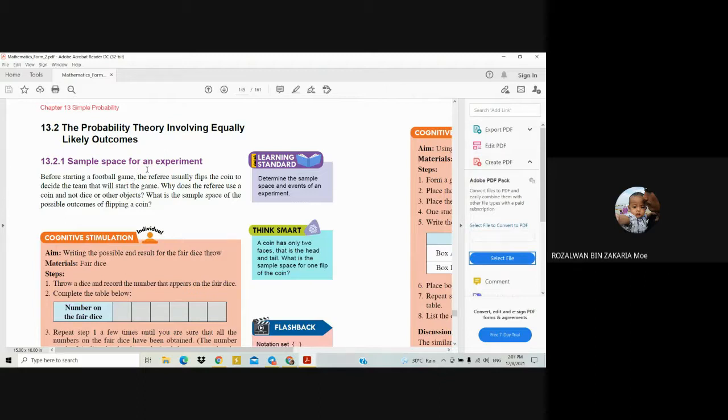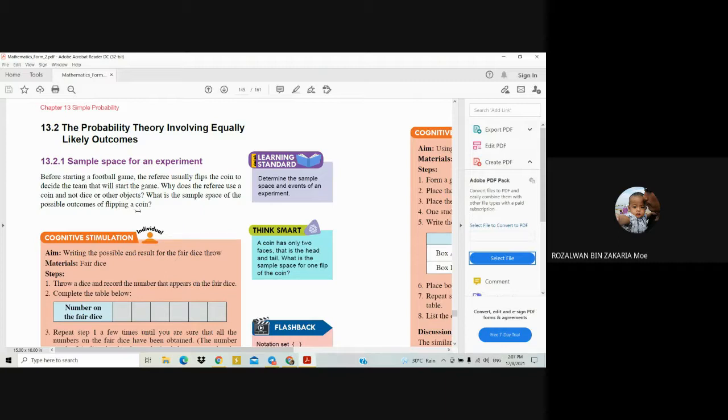Okay, so how to know the sample space? What is the sample space? Before starting a football game, the referee usually flips the coin to decide the team that will start the game. Why does the referee use a coin and not dice or other objects? What is the sample space of the possible outcomes of flipping a coin?